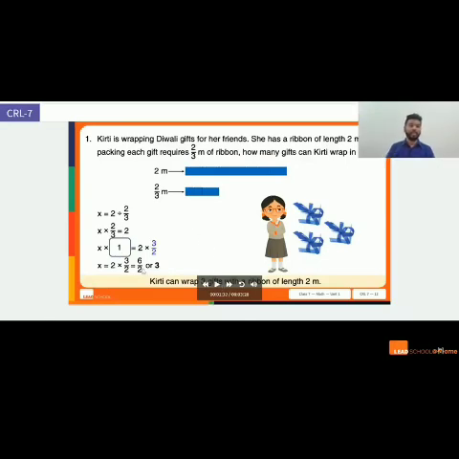Here, what I want to bring to your notice is that this is a reciprocal fraction. We already know that reciprocal fractions are fractions whose product after multiplication is 1. So 2 into 3/2 is 6/2. Both are divisible by 2. So X is equal to 3. That is, Kirti can wrap 3 different gift boxes with a total ribbon length of 2 meters, each requiring 2/3 meters. Alright. We will see another example to understand it further.